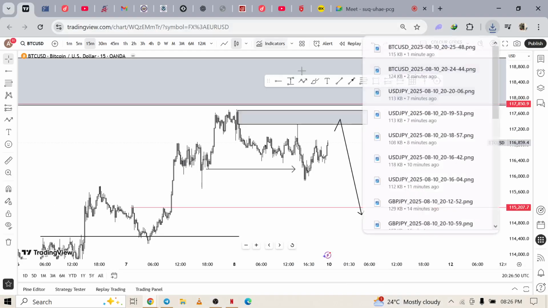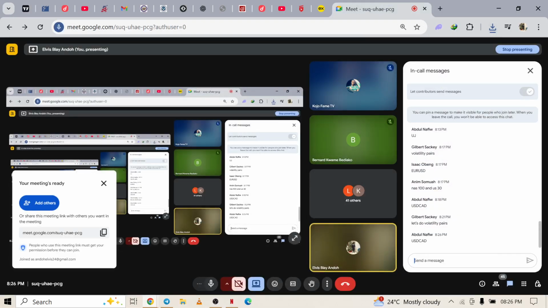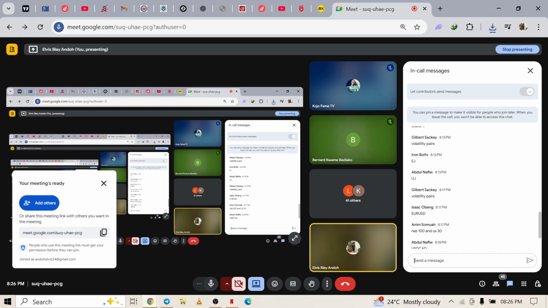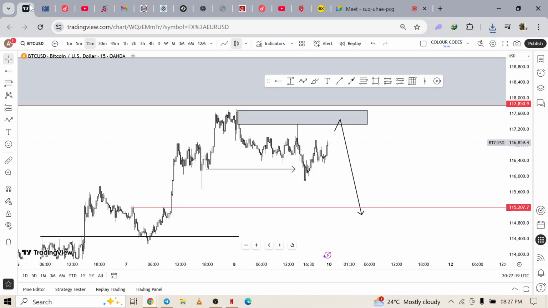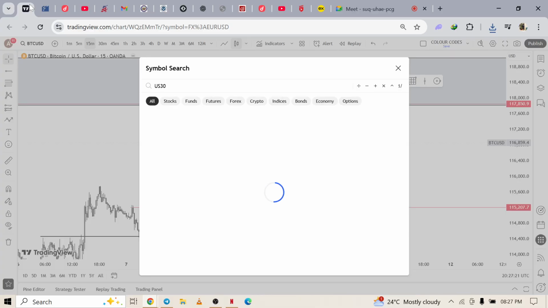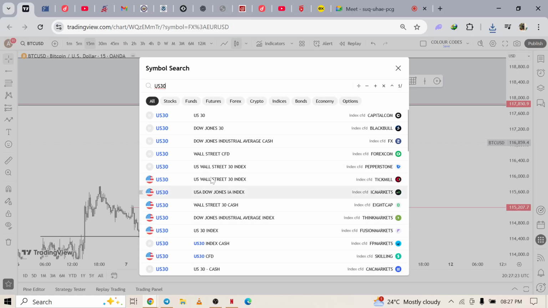So that's BTC for now. Next pair, I think we are done. The volatility pair is not today. Volatility is out for today. Is there any other pair? US 30, US 100. It's been a while. Check those.